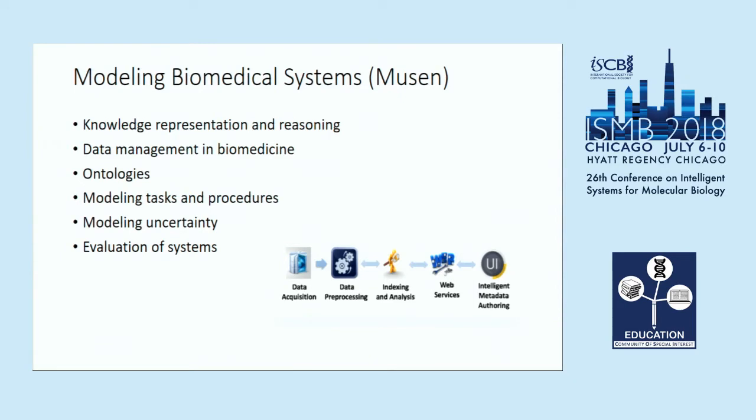So now, without going into the same amount of detail, I want to show you the other 5 areas to give you a sense of what we're expecting. And in parentheses is the name of my colleague who led this effort at Stanford. So in modeling biomedical systems, we have expectations in knowledge representation, data management, ontologies, the modeling of tasks and procedures, the modeling of uncertainty, and evaluation of biomedical systems. And then again, that turns into a few pages of expanded outline.